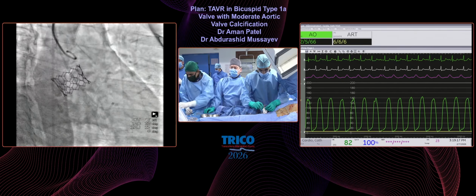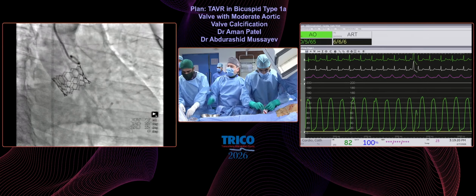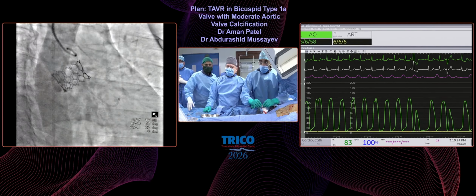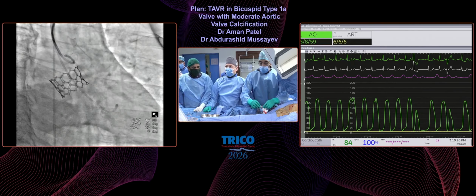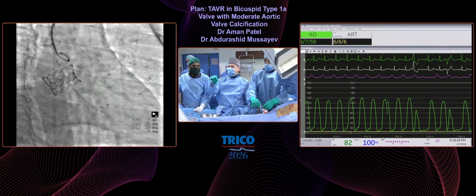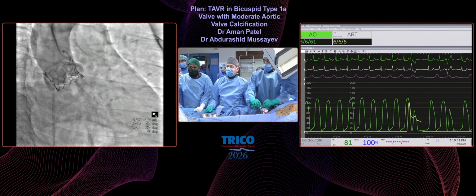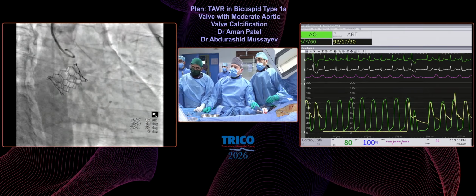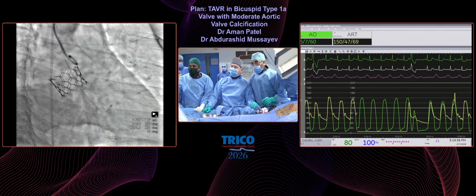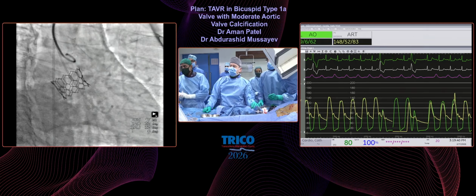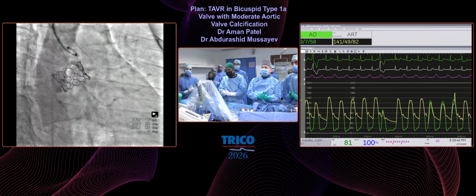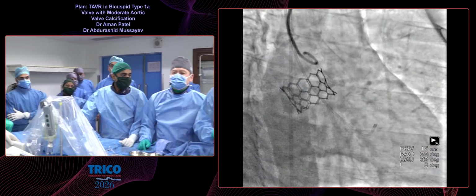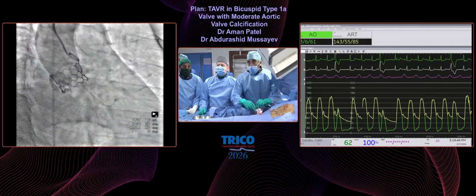Now we want to measure pressure. We forgot to measure pressure before the procedure. The LVEDP appears pretty low. I routinely use that pre and post to judge the procedure. So we have the pressure tracings on the screen. Can you appreciate in the panel? No gradient. Okay, it's good. Great job. Excellent. Great job.